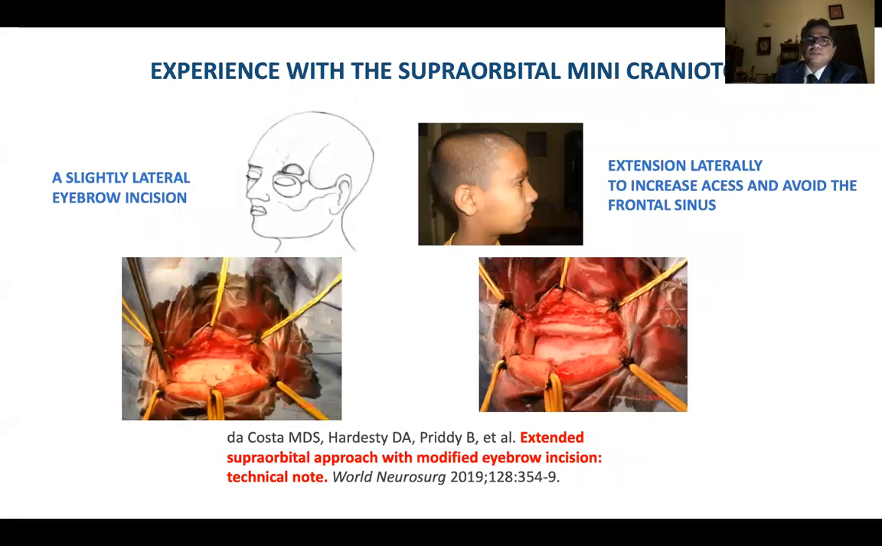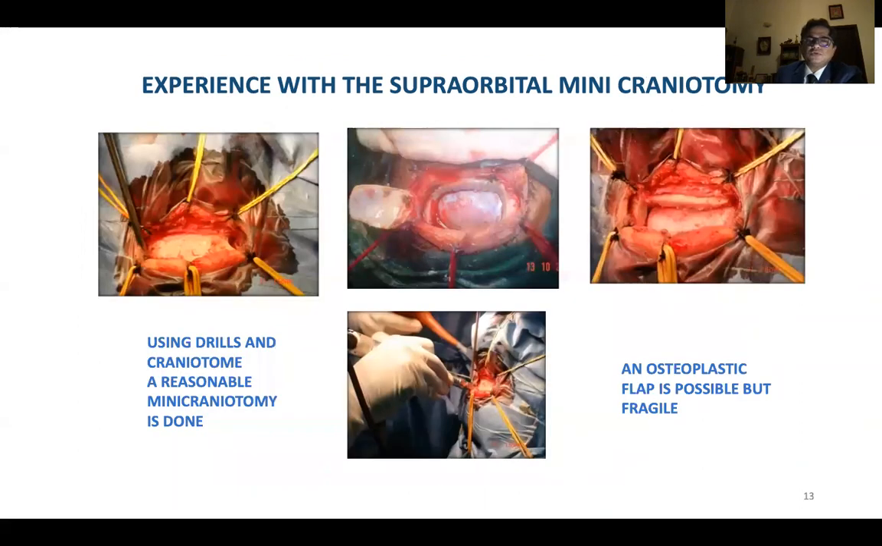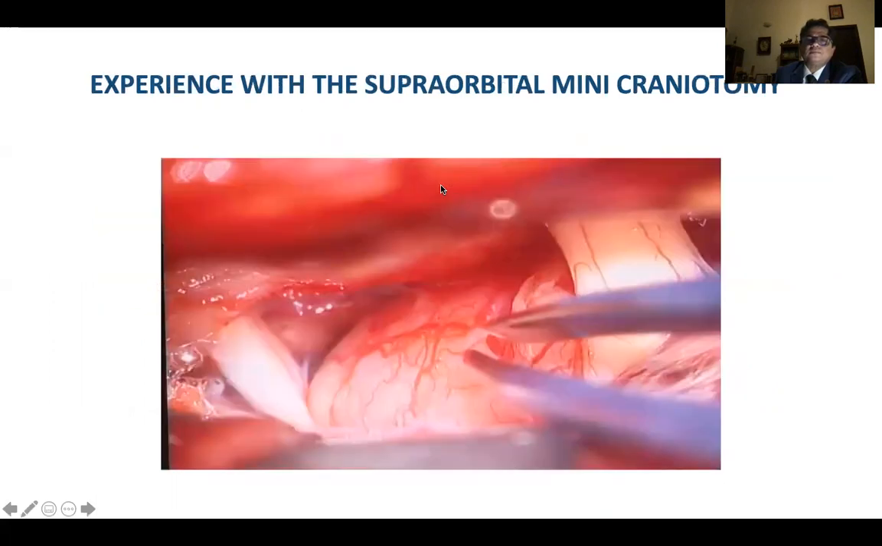So this is our normal incision. And as you can see with the rubber band based retractors, we are able to increase the amount of bone which can be removed. Both conventional approaches also use a smaller bone flap. Use of drills made this possible. An osteoplastic flap, as you can see, is possible, but it is fragile.